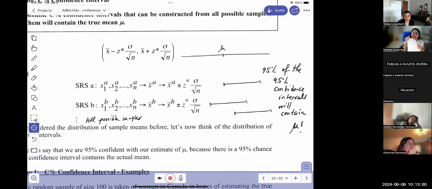Okay, so 5% of them won't. So that's your risk when you're using a 95% confidence interval. 5% of them will not have the true mean. So what you're trying to do, you don't know the true mean. You're trying to estimate it. We're using this theory to back us. And there's still a chance that we might not have caught it, but that's what we do.